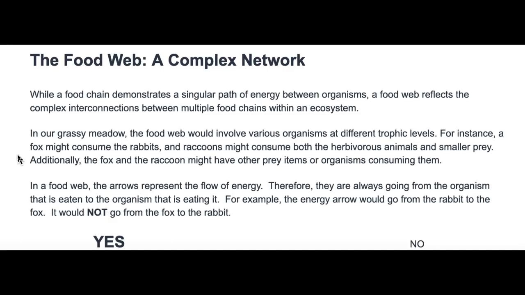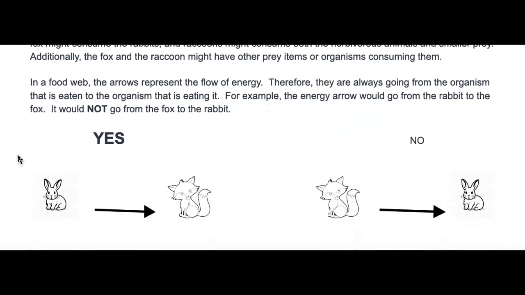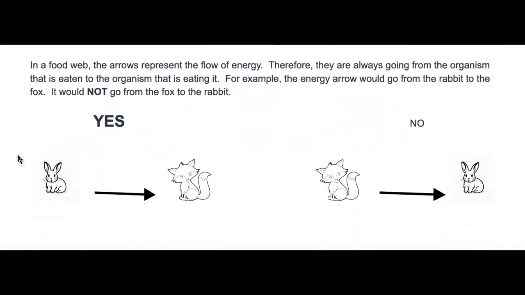In a food web, the arrows represent the flow of energy. Therefore, they are always going from the organism that is eaten to the organism that is eating it. For example, the energy arrow would go from the rabbit to the fox. It would not go from the fox to the rabbit.